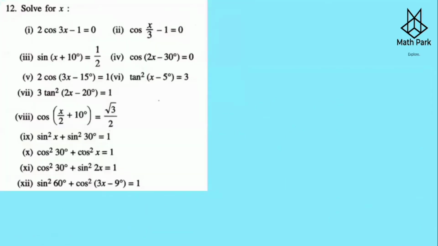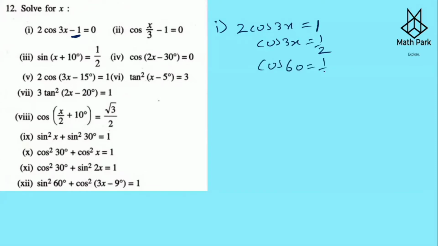Moving to question number 12, it has 12 questions. Oh my God. So it's easy again. So let's solve the first one. 2 cos 3x minus 1 is equal to 0. Shift this minus 1 here. So we get 2 cos 3x is equal to 1. So cos 3x is equal to 1 by 2. We know that cos 60 is equal to 1 by 2. So this is how we get an equation 3x is equal to 60, or x is equal to 60 upon 3, which is 20. Okay, so we got the value of x as 20.